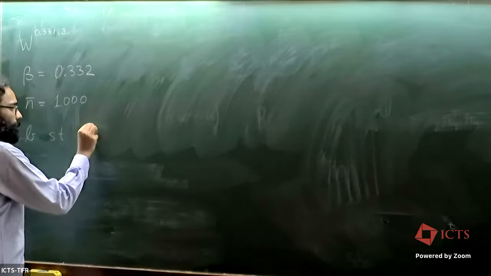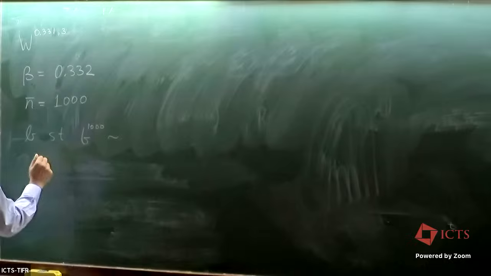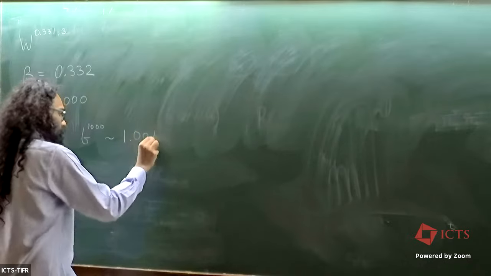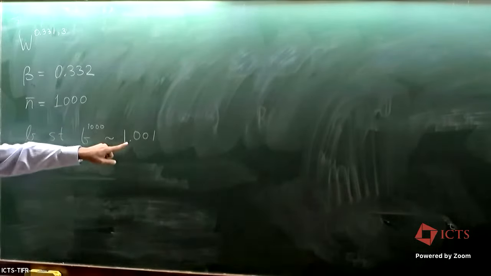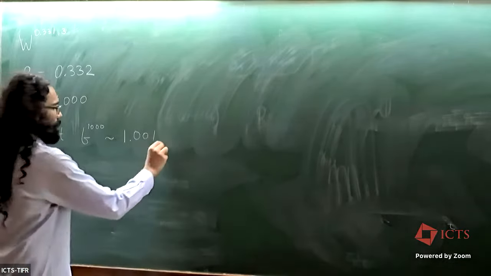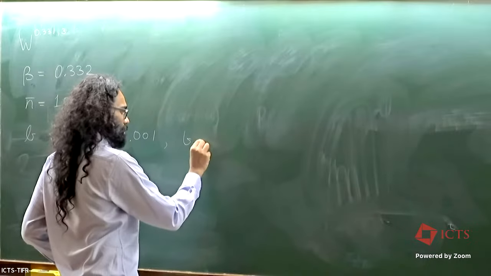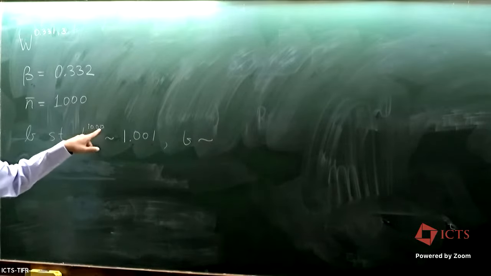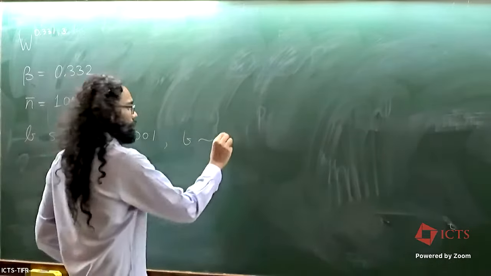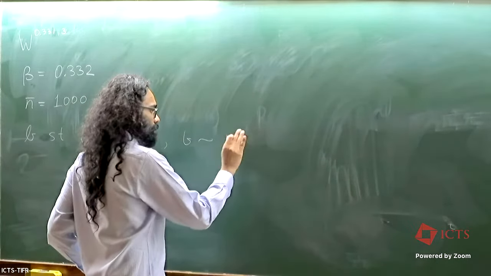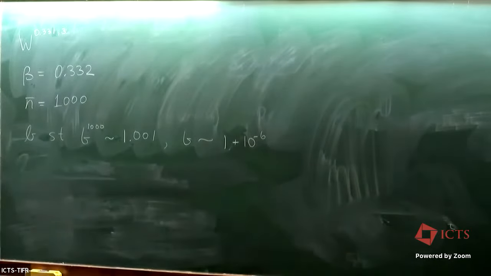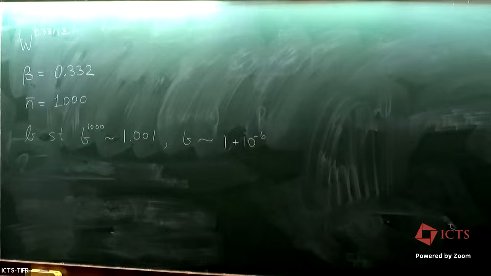So B is such that B to the 1,000 is like 1.001. If you put 1.001 here, I think you'll basically get something like that. So you need to take the 1,000th root of this, and to first approximation this is 10 to the minus 3, 10 to the 3. So I think this will be 1 plus 10 to the minus 6. Is that right? Anyway, you can check.